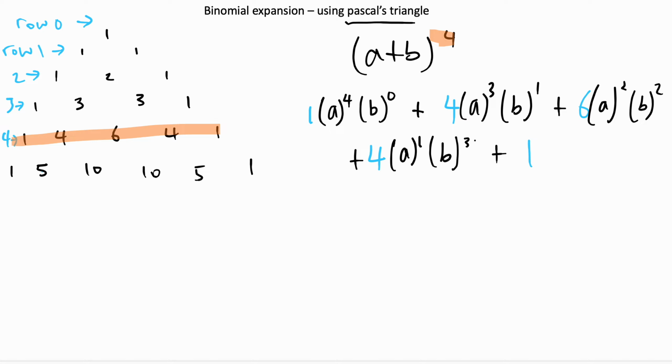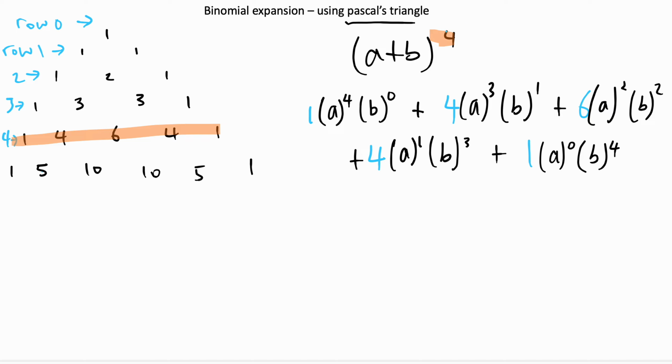And that's going to multiply with a. 1 multiplied by a to the power of 0, and b to the power of 4. Hopefully you kind of see the pattern from me doing this. So this coefficient, not the coefficient, sorry, the exponent, so the indice, the power.